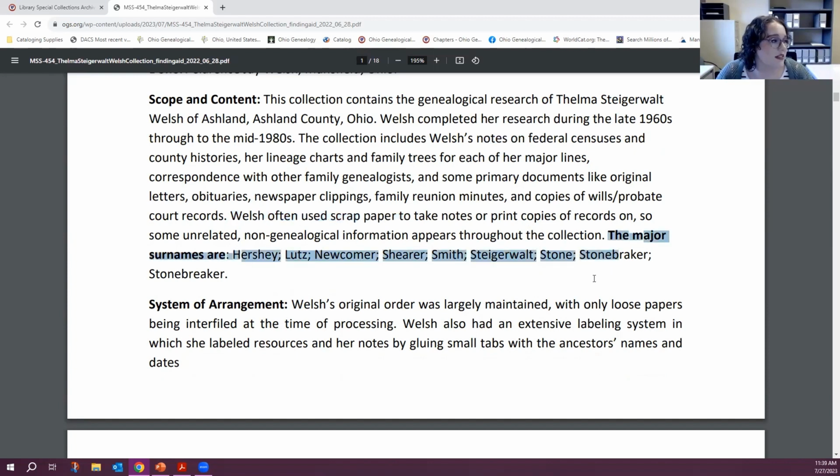We also have a list of her major surnames. So if you're looking at this scope and content note and you see Ashland County and you see Lutz and Newcomer and Shearer, if that is your line of family grouped together in Ashland County, this might be a collection you're interested in. So a lot of times the scope and content note will guide you and give you a sense of whether or not this could be a shared line and whether or not you're interested in it.